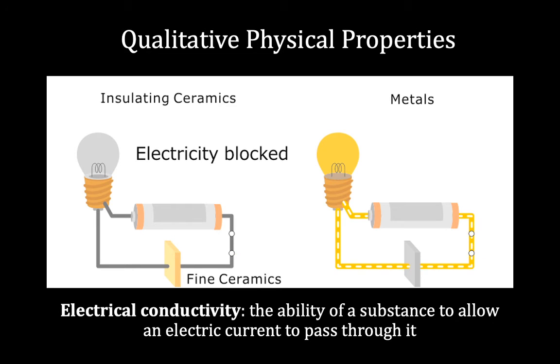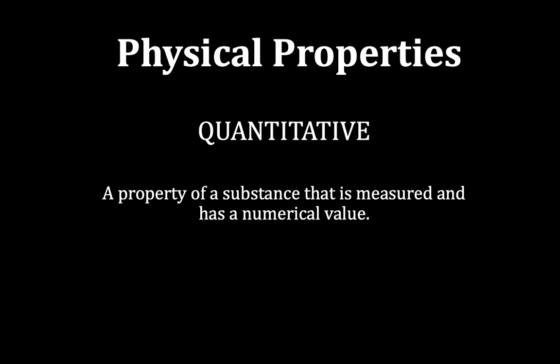Now those were our qualitative physical properties. Let's take a look at our next category of physical properties, which are quantitative. Now, like I mentioned earlier, quantitative properties are properties of a substance that can be measured and has a numeric value. So if you're using numbers to describe it, then it's got to be quantitative.